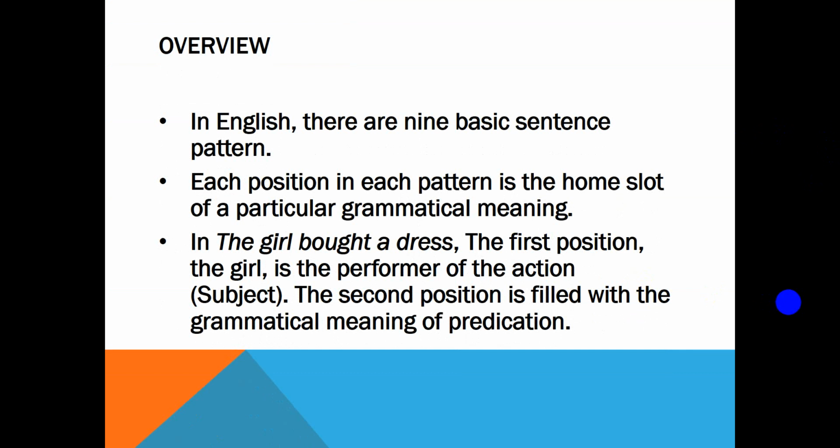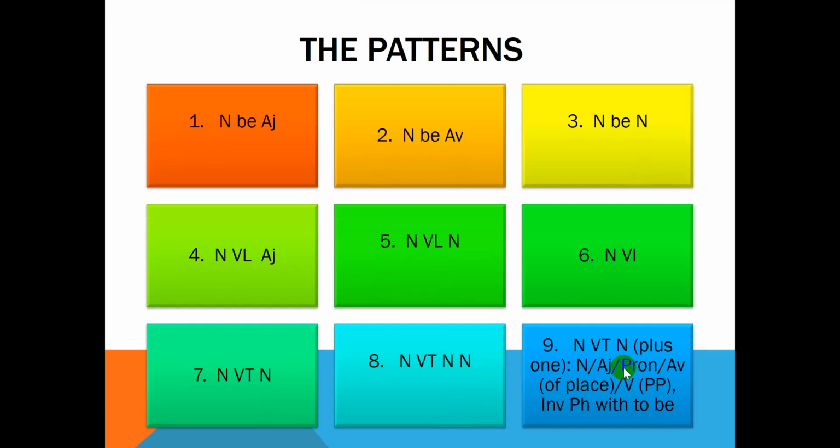In English, there are 9 basic sentence patterns, and each position in each pattern is the home slot of a particular grammatical meaning. In the example, the girl bought a dress. The first position, the girl, is the performer of the action, in the position of subject. The second position, bought a dress, is filled with the meaning of predication. Those positions come from grammatical meaning.